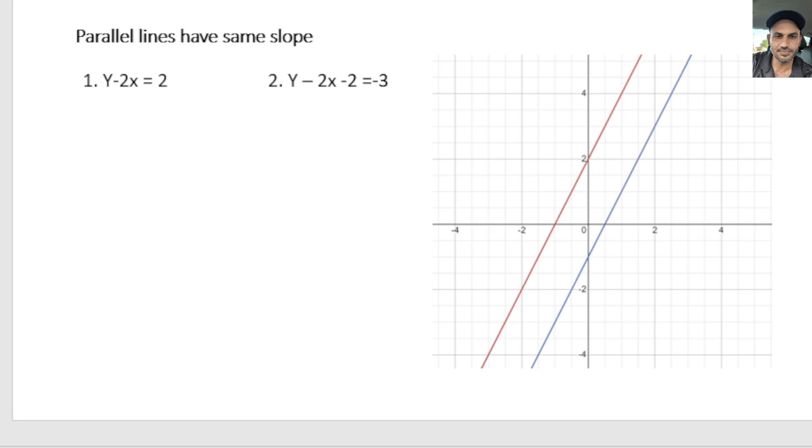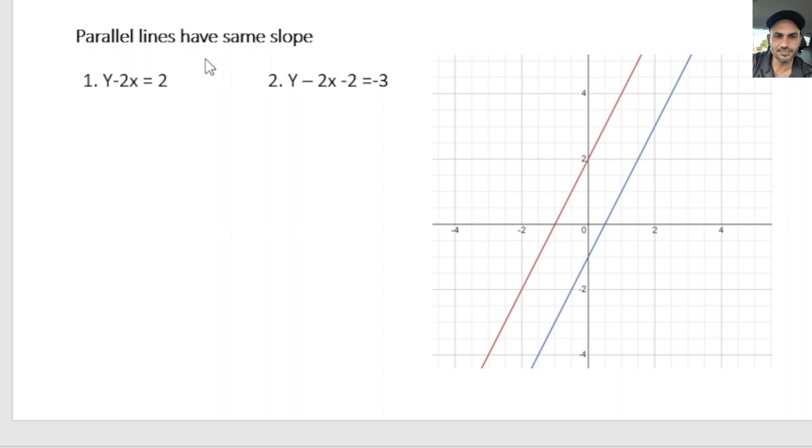Hello, welcome everyone. In this video, I'm going to go over parallel lines. One thing about parallel lines: if two lines are parallel, then they have to have the same slope. If you look at this picture right here, this shows two parallel lines. One thing they have in common is the slope is the same, but the intercepts are different. Here the y-intercept is +2 and here it's -1.